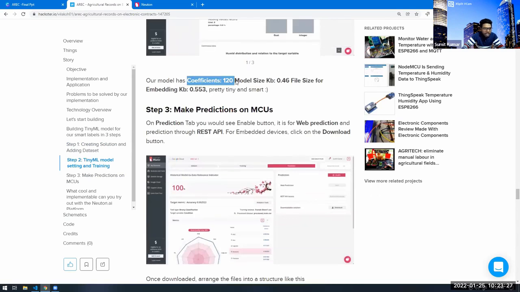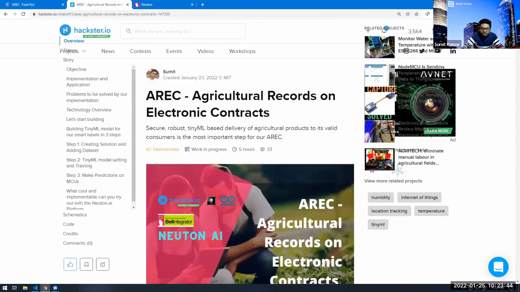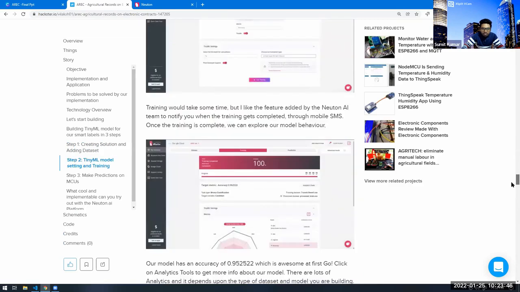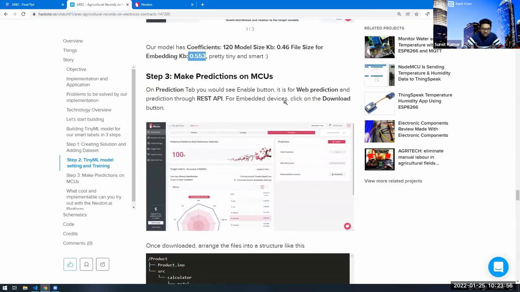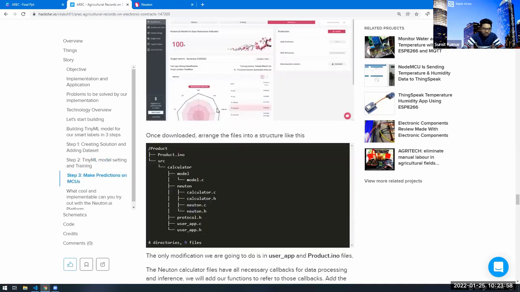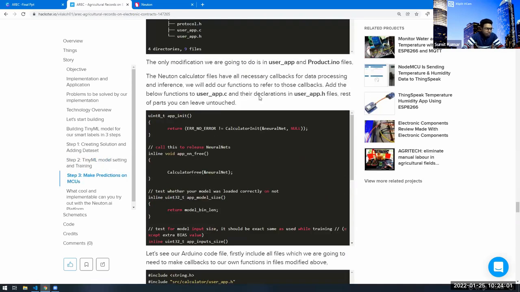Our model has only 120 coefficients, and I remember my data set had more than 2,000 rows. So it's quite impressive actually, because earlier I tried TensorFlow Lite for my projects and it was not quite small. Here the size is very small, and the embeddings are also very small, less than a kilobyte. It's pretty good; I found a very low memory footprint.